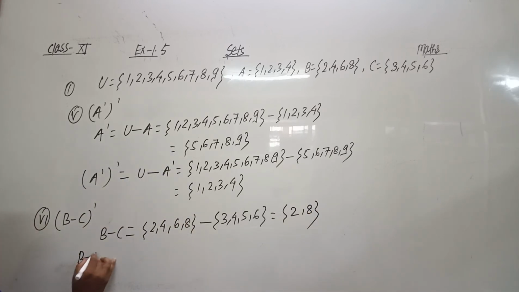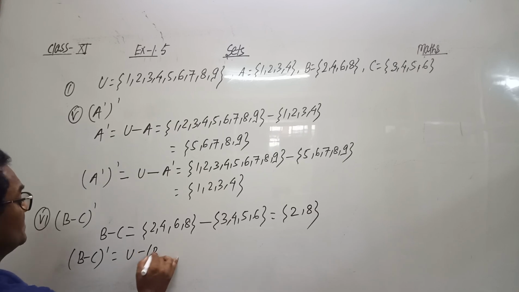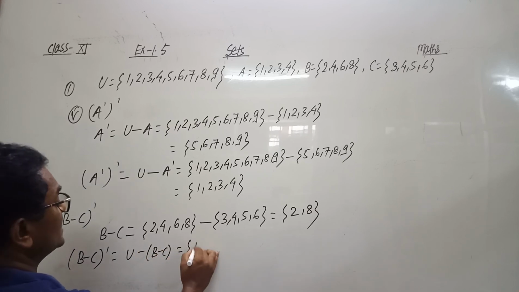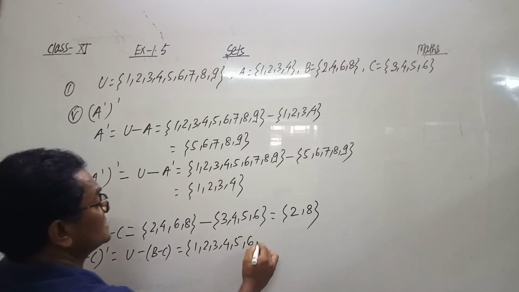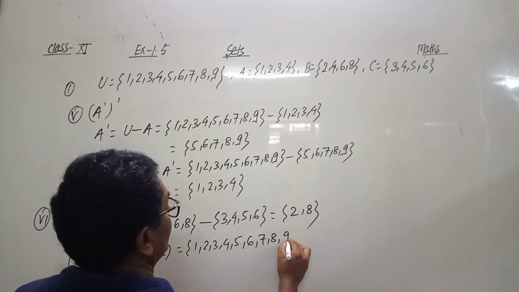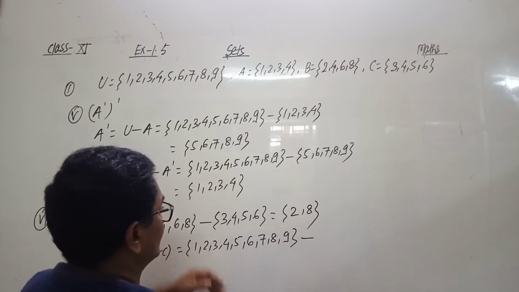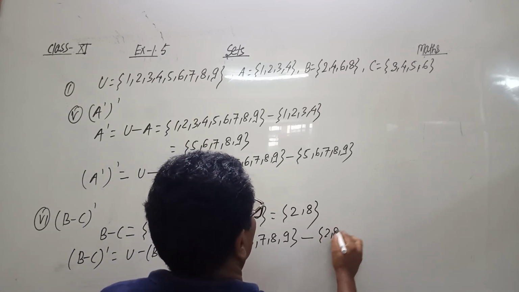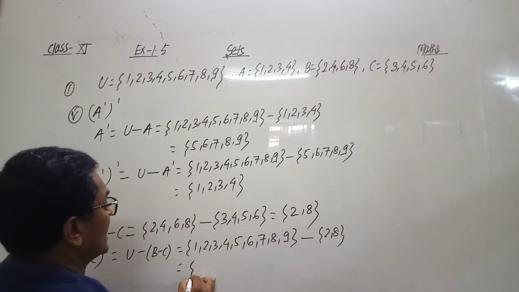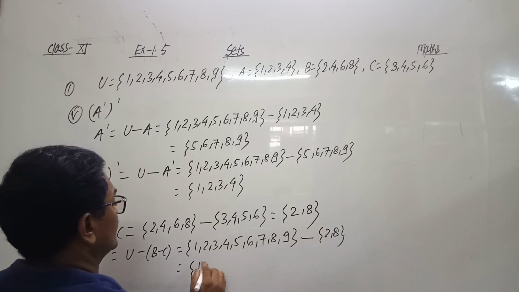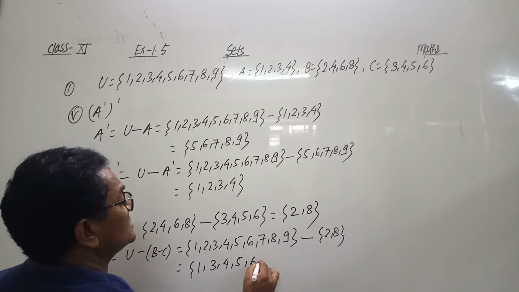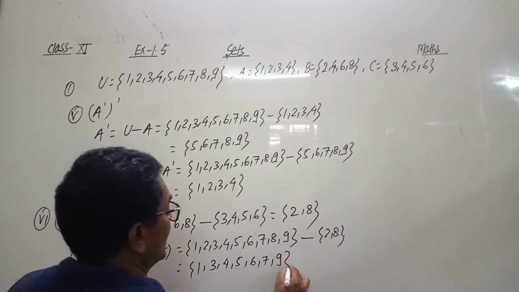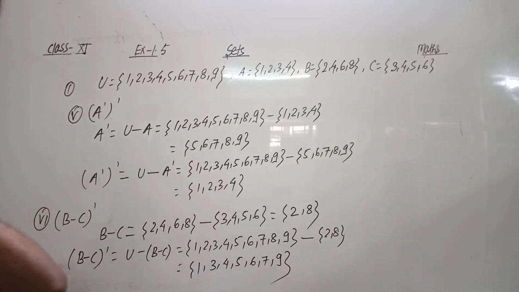Then we calculate B minus C dash, which would be written U minus B minus C. U is 1, 2, 3, 4, 5, 6, 7, 8, 9, minus B minus C is 2, 8. So the elements which are not in the other set: 1, 3, 4, 5, 6, 7 and 9. This is the answer.